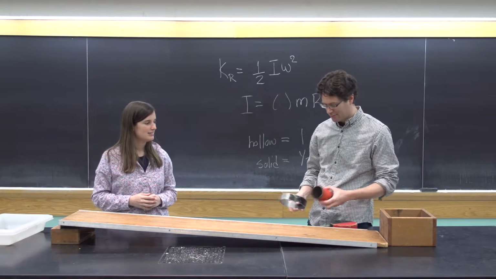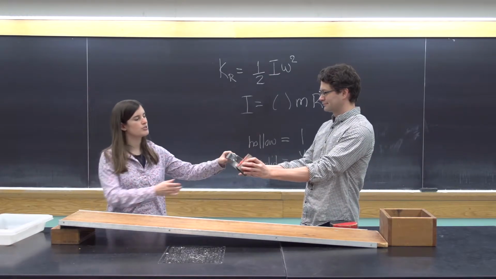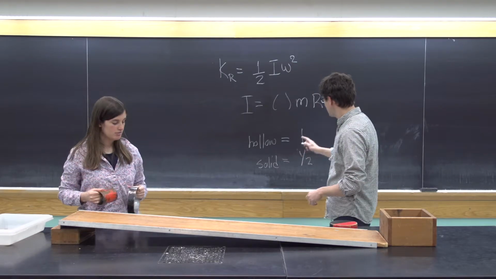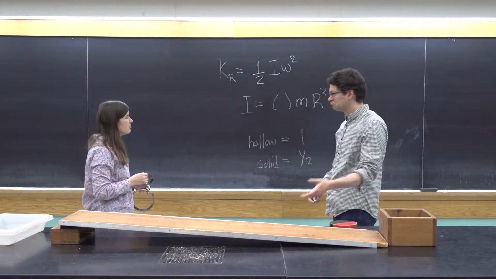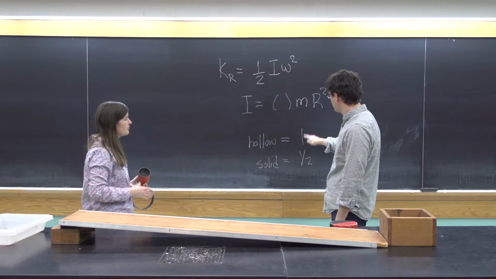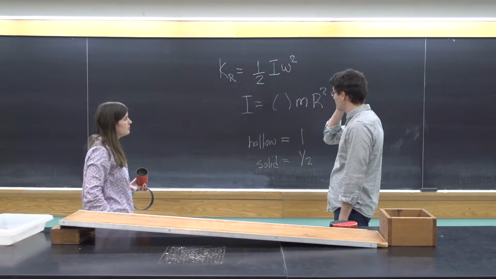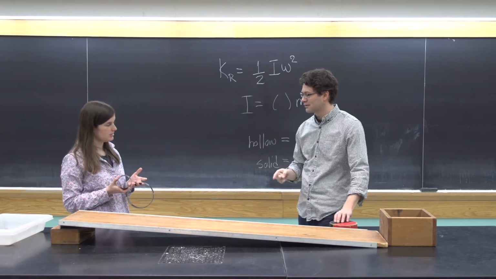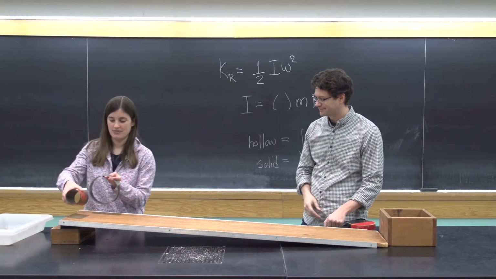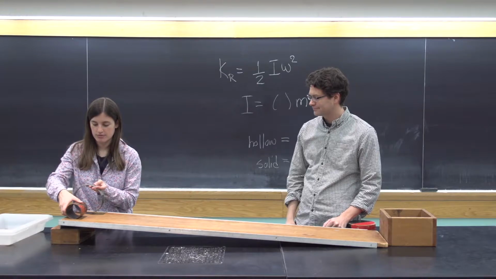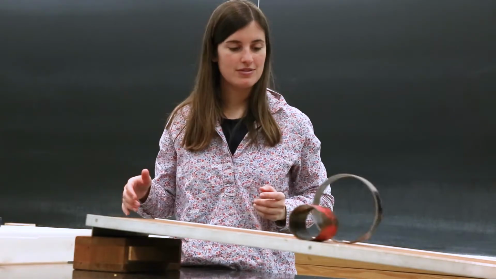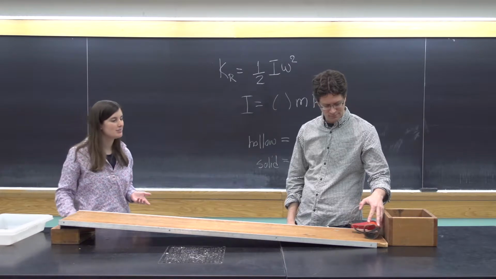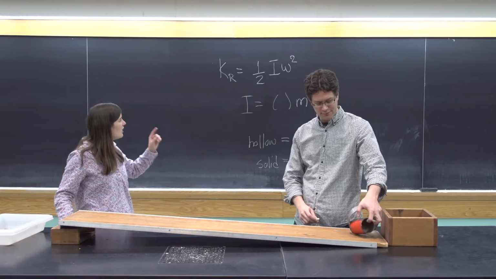Okay, what about these two? Oh, so they're both hollow, but they have a different radius. So they have different mass, but we don't care. Right. They're both hollow, but they have different radius. So I guess the one that has the bigger radius should have more inertia. Should we try? Yeah. They actually fall at the same time. Yeah, it was about the same time. Wait a minute, but they have different radius.